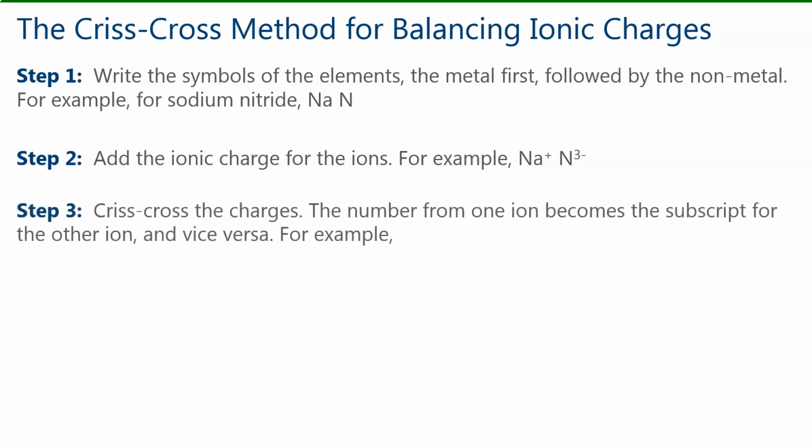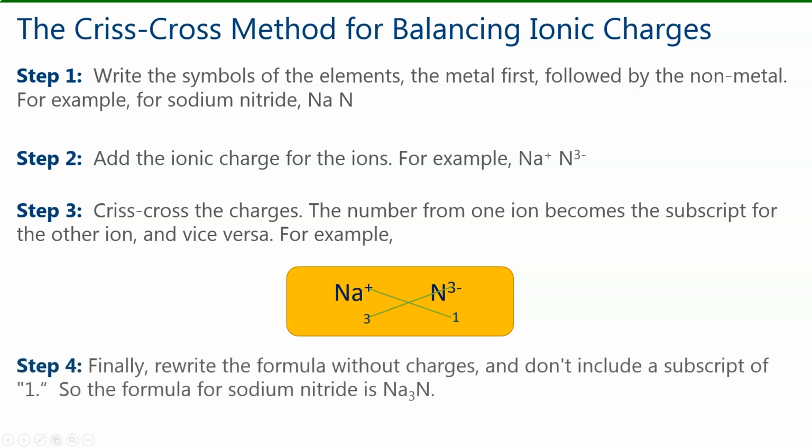Step 3 is to crisscross the charges. The number from one ion becomes the subscript for the other ion, and vice versa. For example, we take the positive charge with our sodium and write it underneath nitrogen, and we take the -3 charge with our nitrogen and write it underneath sodium. So sodium then is going to have a subscript of 3, the number underneath sodium, and nitrogen has a 1 underneath it, but remember we don't write the subscript 1. So finally, we rewrite the formula without the charges, and we don't include the subscript of 1. So the formula for sodium nitride is Na3N.